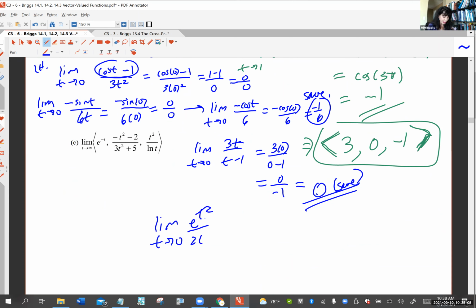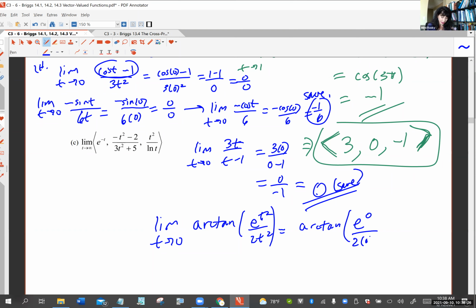t squared over, no, that's arctan, sorry. Well, we'll do the arctan of e to the t squared over 2t squared. Okay, so if you use direct sub, you're substituting in t equals 0. Okay, what's e to the 0 divided by 2 times 0 squared?